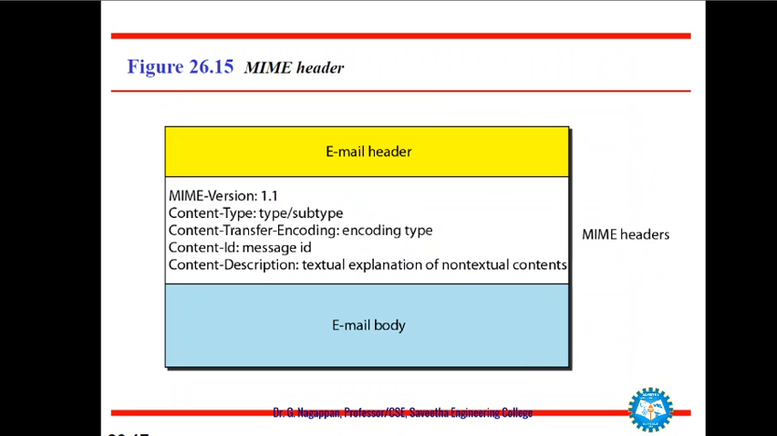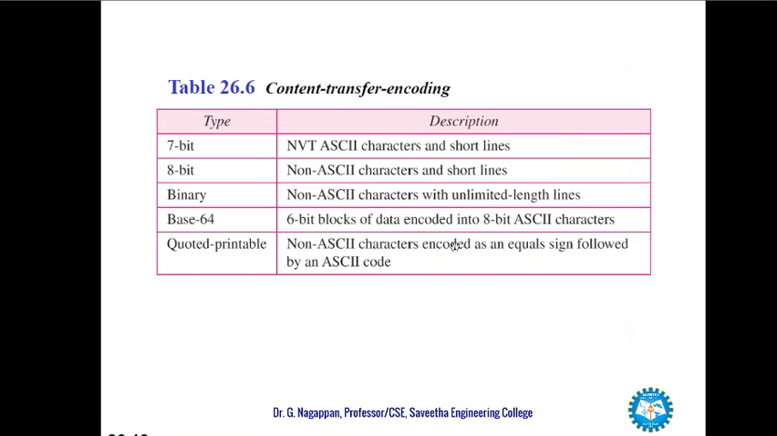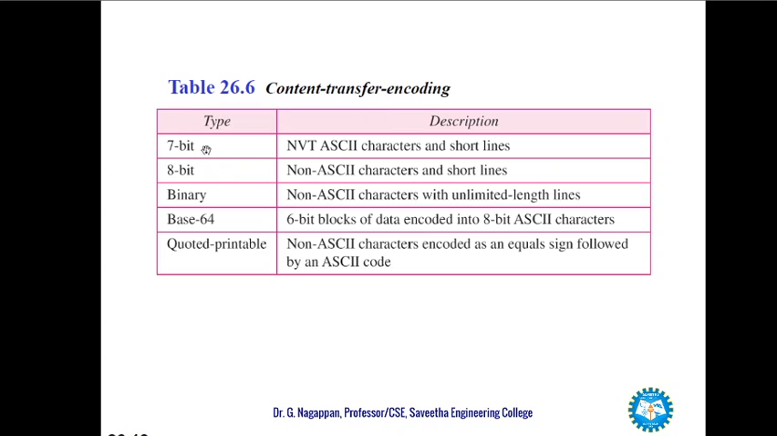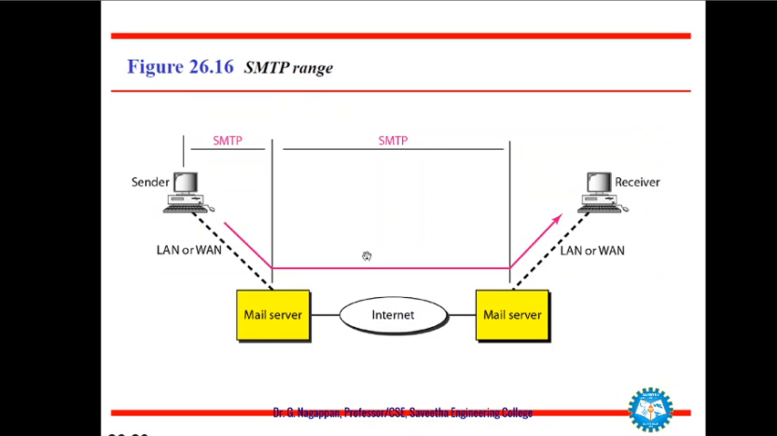And then what about the content transfer encoding? What kind of encoding type is being followed? The encoding type may be 7-bit encoding into NVT ASCII, or 8-bit non-ASCII characters with short lines, or binary encoding, or base64 encoding for only ASCII characters, and quoted-printable for non-ASCII characters, which are encoded as an equals sign followed by the ASCII code. So these are the content transfer encoding types.